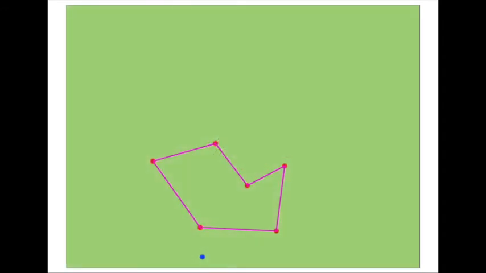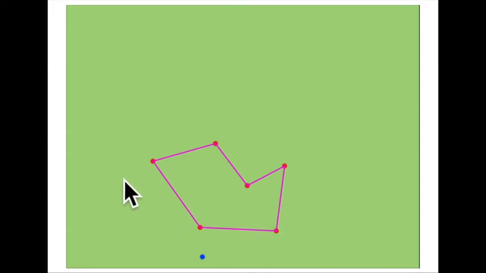Okay, this is practice problem 3 from lesson 3. And the directions are pretty simple. It just says draw a polygon, make up your own polygon. I chose to make a 6-sided shape, which is a hexagon. 1, 2, 3, 4, 5, 6.